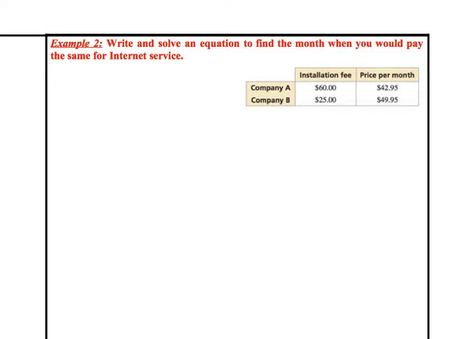So I want you to work with your partner. If you don't have a partner, you can turn around or turn in front of you. I need you to write an expression for company A, and I need you to write an expression for company B. An expression is something that does not have an equal sign. If you want to make an equation, you could say it's equal to the total cost or something, but go ahead and write 2 expressions for this. Go.